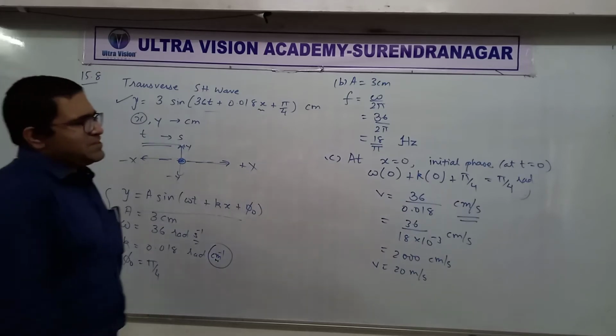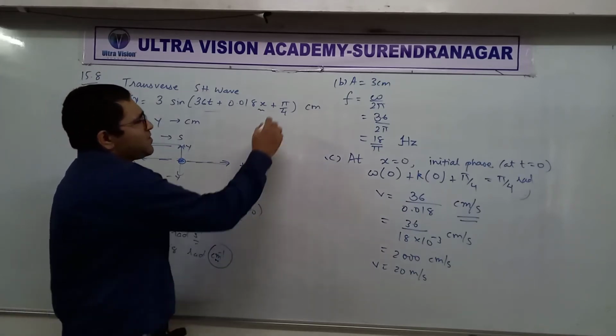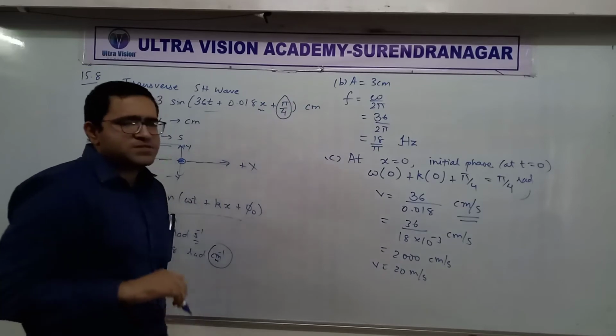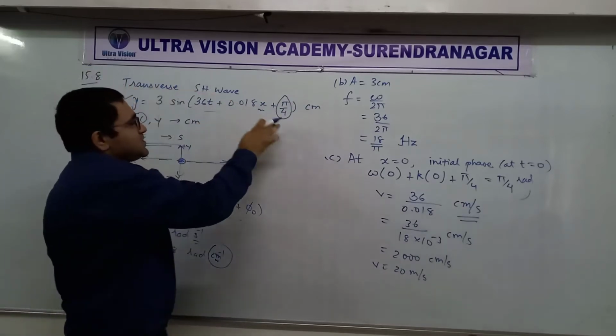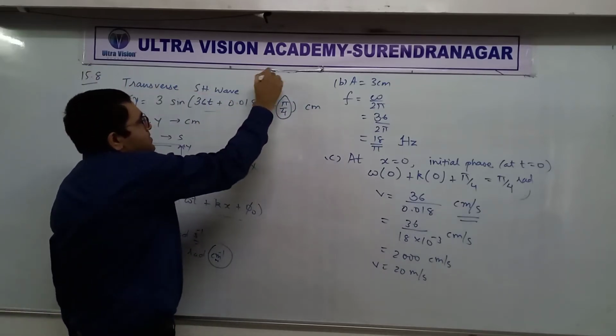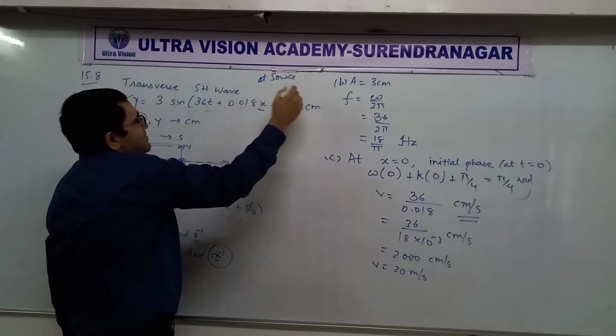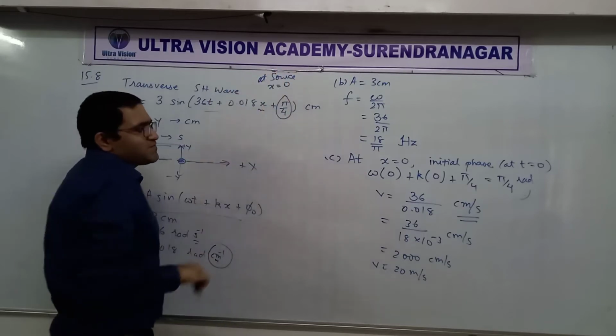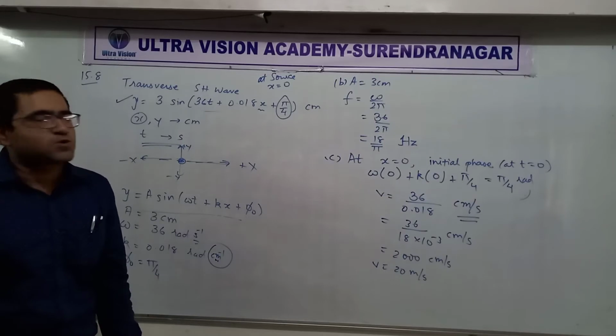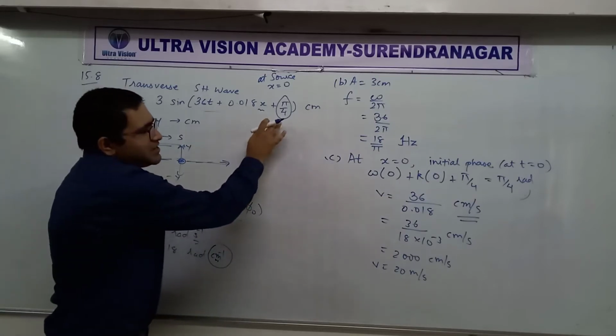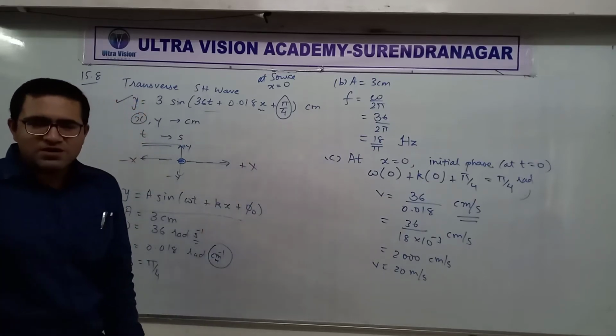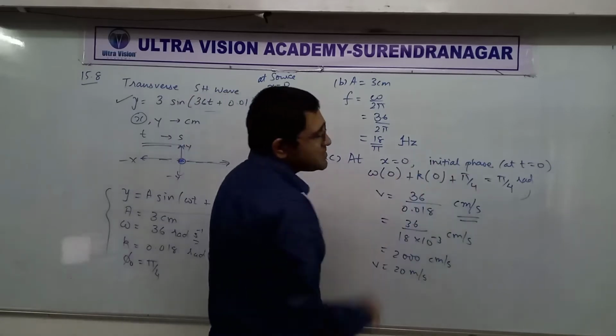So you might be thinking, sir, don't we already know that this is initial phase? Yes, this is initial phase at source, right? And typically we can write an equation like this only if source is at x equal to 0, right? So that way also you can immediately say the answer is pi by 4. Then what's the need of doing all this?